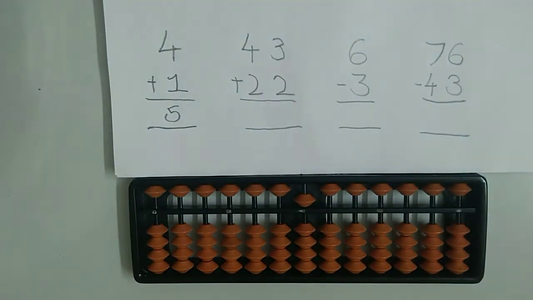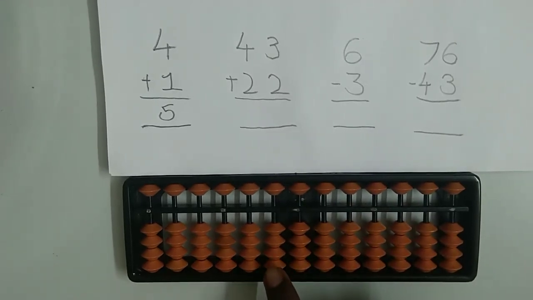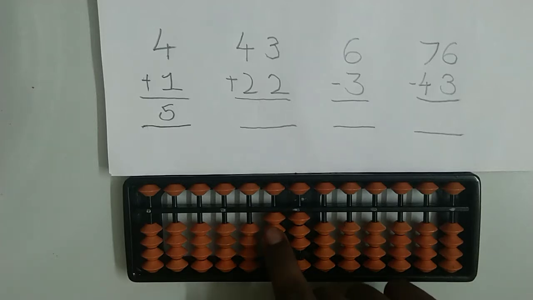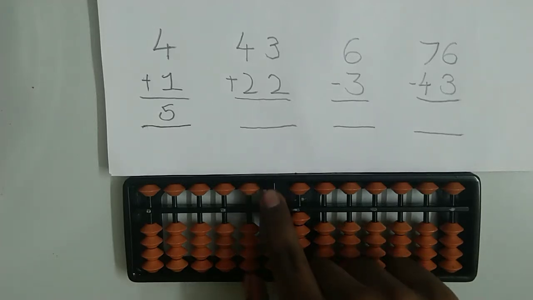Let's try a 2-digit example using small friend. 43 plus 22. First we have to represent 43 and now we have to add 22. For that, first we have to add 2 on the tens rod. The friend of 2 is 3. So we have to subtract 3 and add the boss, which is 5.